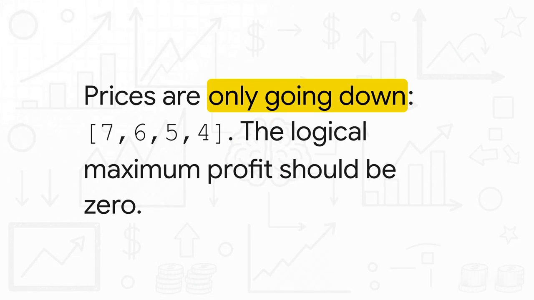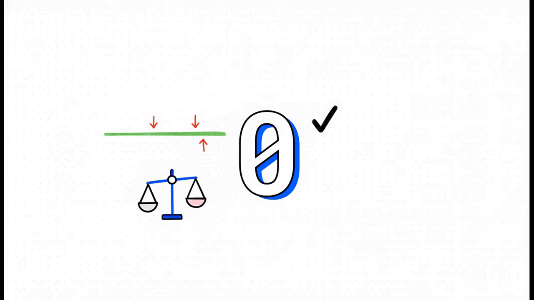All right, first test. A total bear market. The prices are just going down, down, down. Logically, what's the maximum profit you can make here? Well, it's got to be zero, right? You can't make money when the stock is always falling. And our algorithm absolutely nails it. Since there's never a day-to-day price increase, it never adds anything to the profit. The final result is zero, which is exactly right. It's smart enough to know that the best move here is to just do nothing.